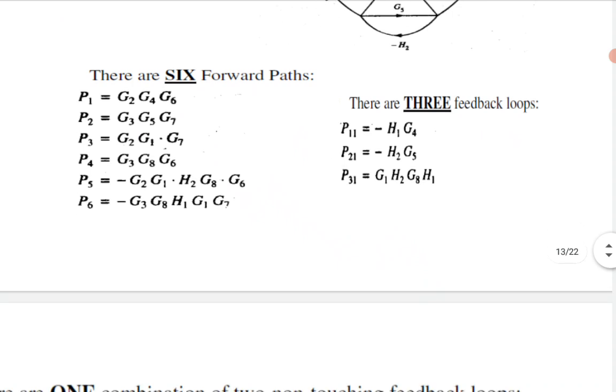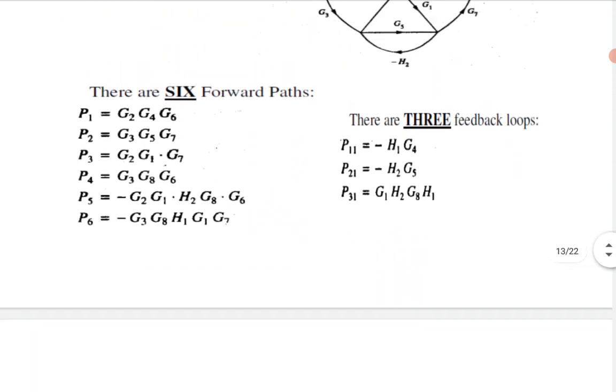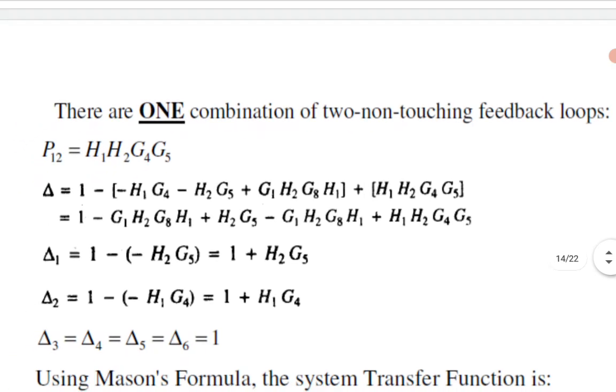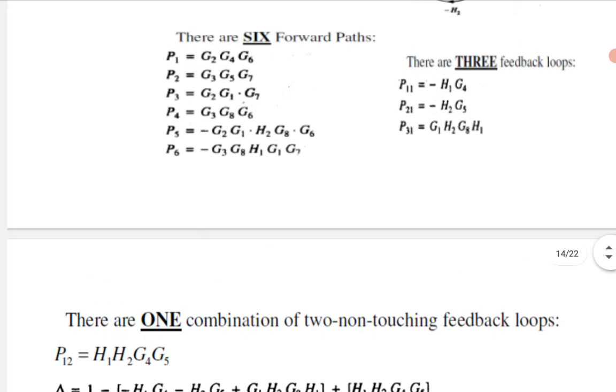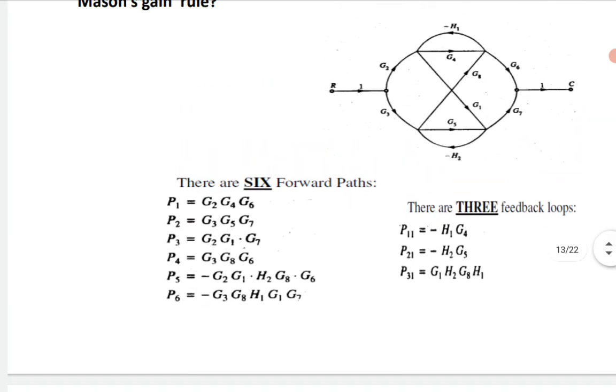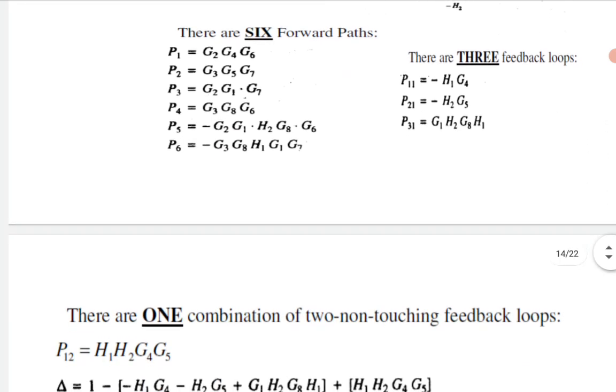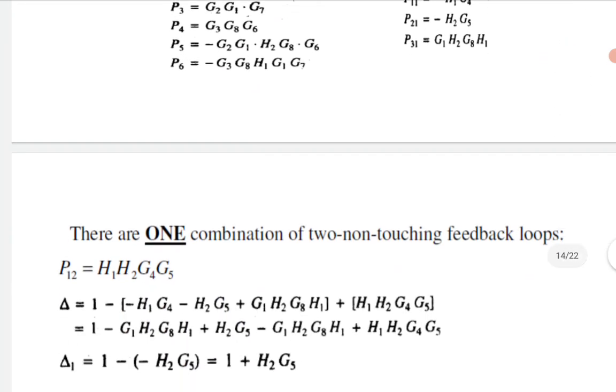each other. Then we will evaluate delta 1 to delta 6 respectively, and each individual delta value will be generated. The non-touching loop pair is the gain product, that is P11 into P21, that is minus of H1 G4 into minus of H2 G5, which generates H1 G4 into H2 G5. So this is my non-touching loop pair.